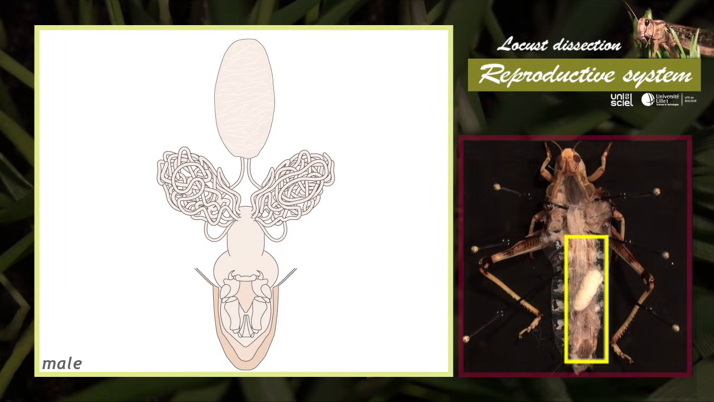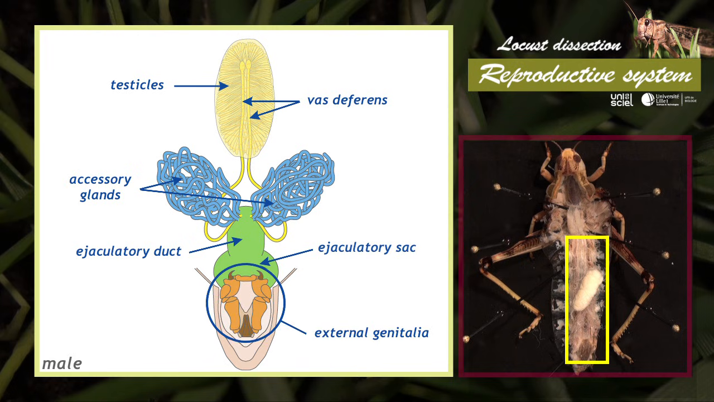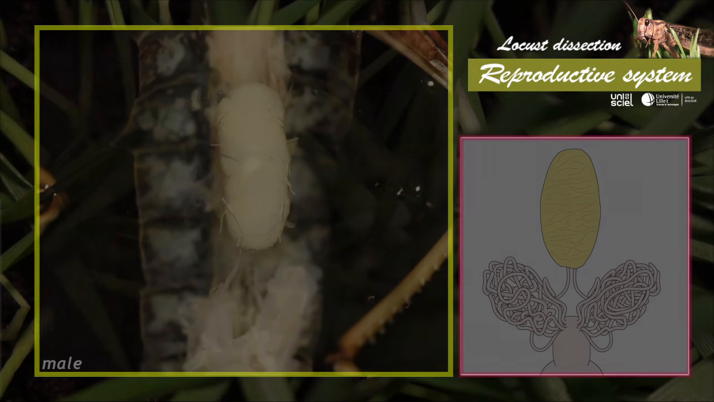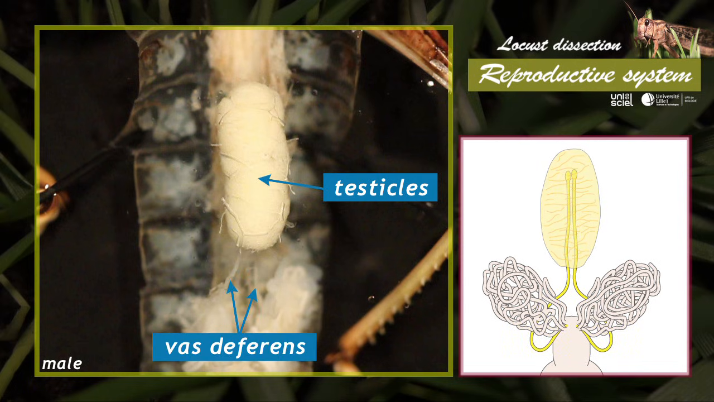The male reproductive system includes two gonads, the testicles, two vas deferens, two accessory glands, an ejaculatory region, and external genitalia. Testicles form one yellowish mass. Each testicle is formed of hundreds of fine tubules which join the vas deferens.